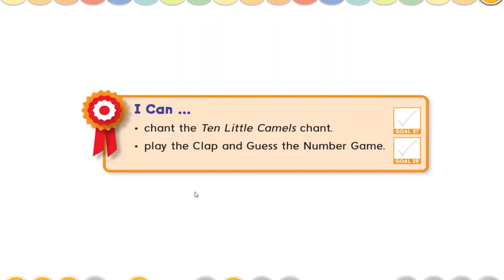I can. أستطيع. Chant the 10 little camels chant. أنا أقول أنشودة 10 جمال صغيرة. Play the clap and guess the number game. ألعب لعبة تخمين عدد مرات التصفيق.